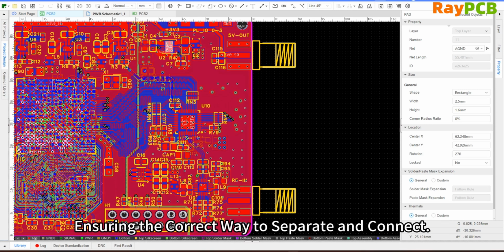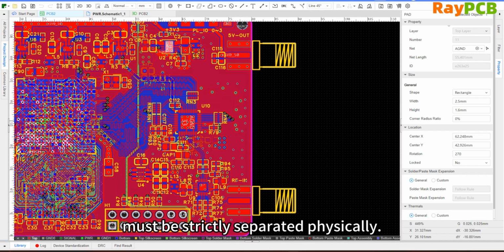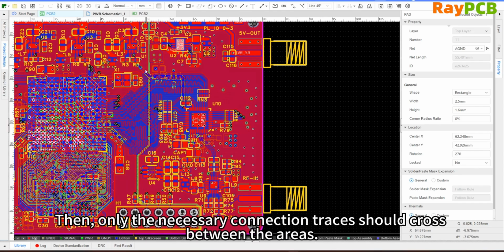Grounding techniques to ensure both separation and connection start with layout as the top priority. Regardless of the grounding strategy, the most important thing is the layout. The analog and digital circuit areas must be physically and strictly separated, and wiring crossovers should be avoided as much as possible. As shown here, they are separated left and right, and only the necessary connection lines cross between regions.